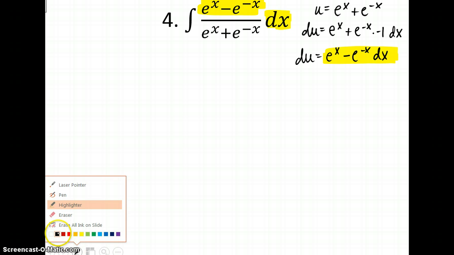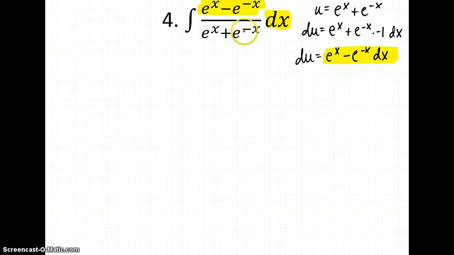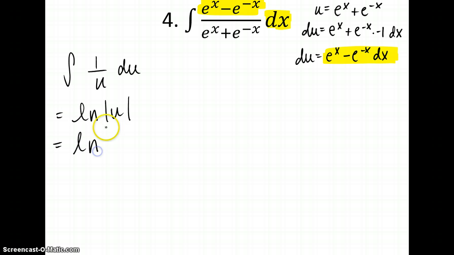Let me get out my highlighter. So let's just go right to our replacement. Denominator was picked as u, and then what we need to make that replacement for du we have exactly. So natural log absolute value of u, natural log absolute value of our original u substitution.